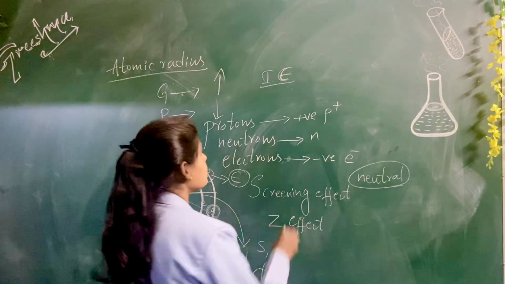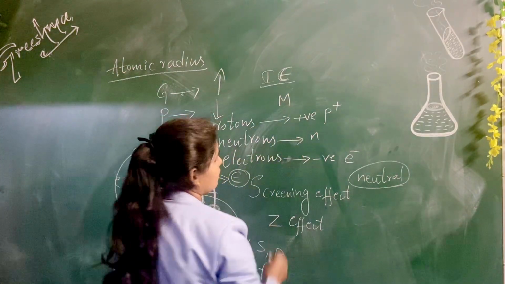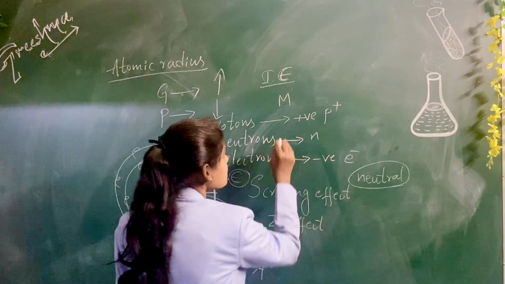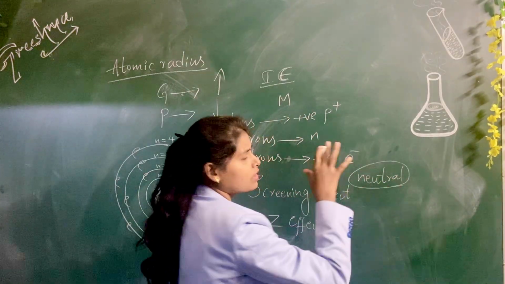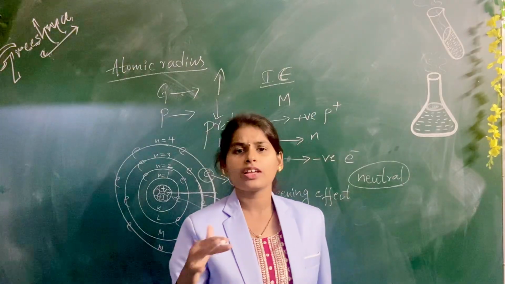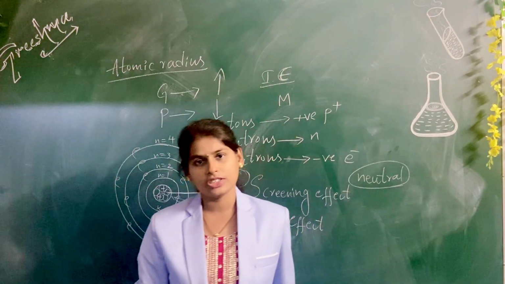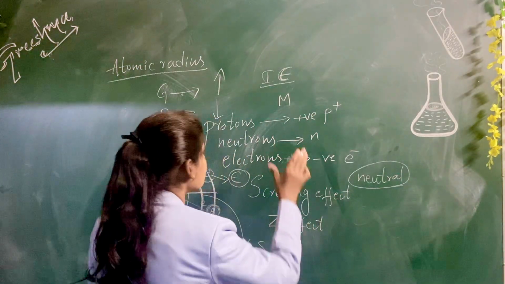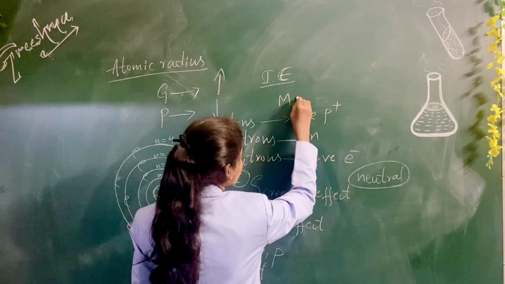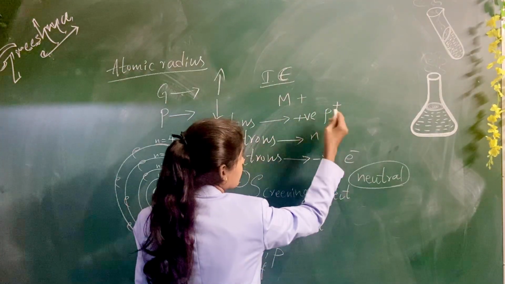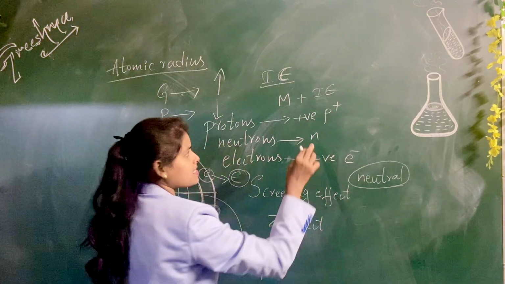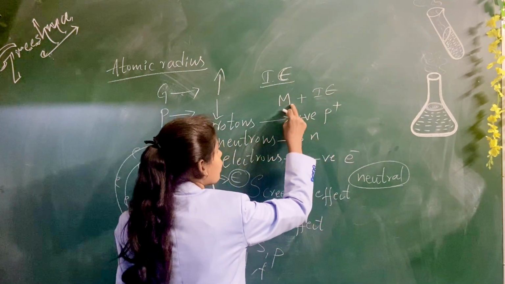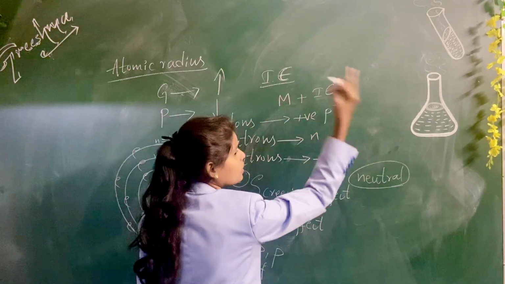For example, take some metal M. This metal is a neutral atom. Neutral atom means there is no loss or gain of electrons; it is neutral in condition. For this neutral metal atom, I am now applying some amount of energy. That energy I am calling ionization energy. By applying this ionization energy to this metal, I am going to remove one electron from the metal.